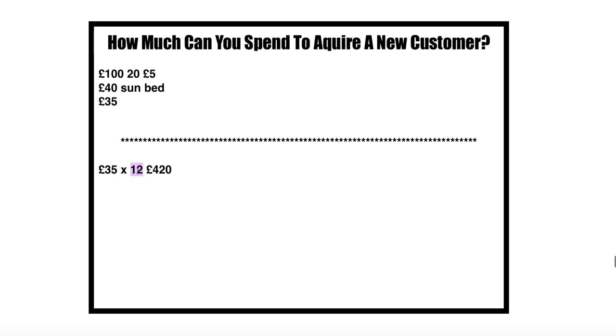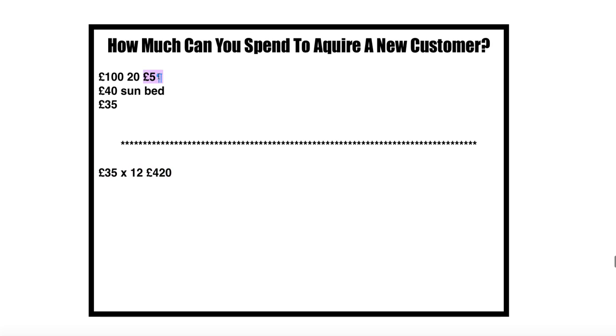Plus, they're going to come back for the sunbed. Plus, you can sell other products and services to these people as well. So this figure can go up even more, and you're only spending £5. So you can afford to spend maybe even £15. Your competition will be like, hey, this guy's crazy, man.